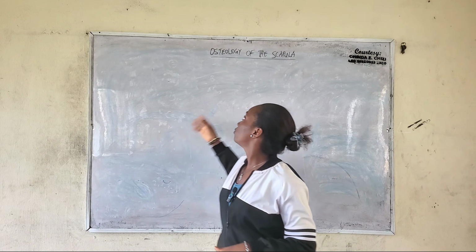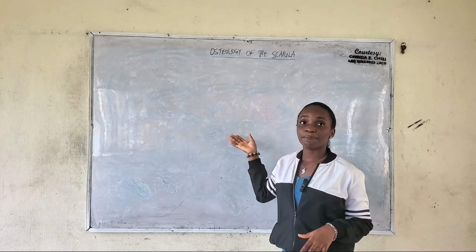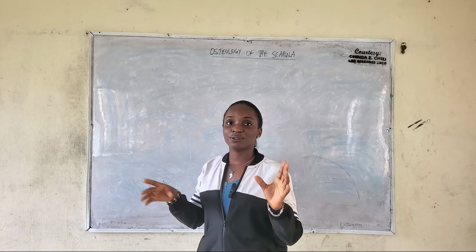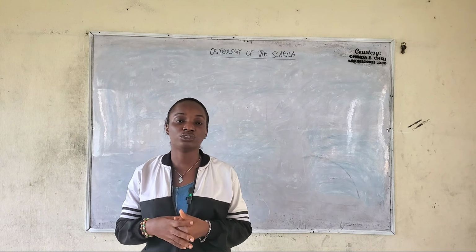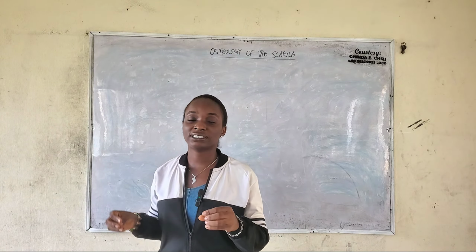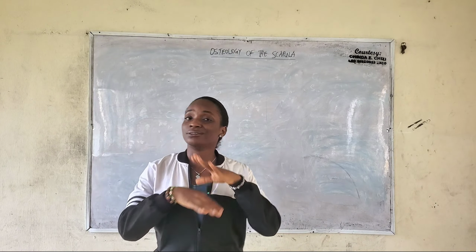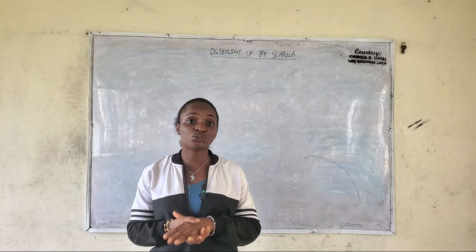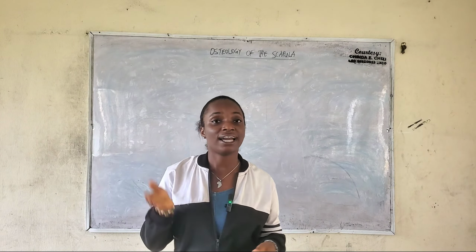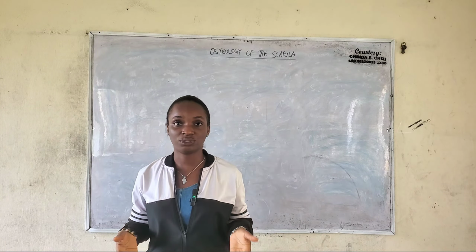Now, today we'll be looking at osteology of the scapula. This is from anatomy babies. We'll be looking at the scapula as a bone, description, the muscles passing through each part, the parts of the scapula and all that. If that's what you're looking for, please sit back, get your notes and your pen as we learn together.